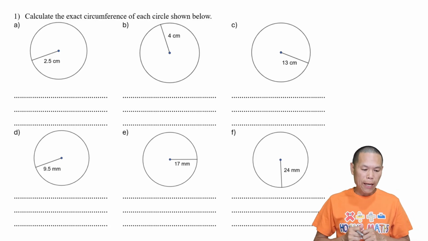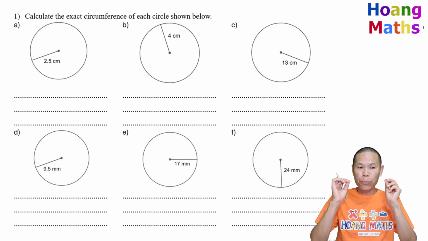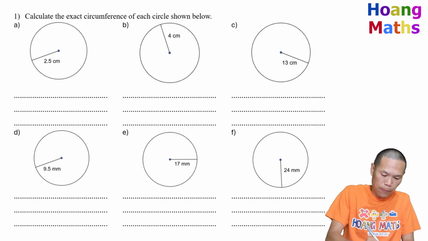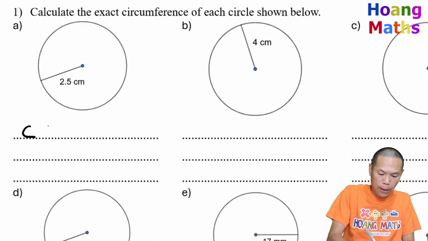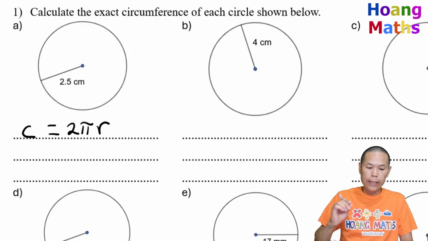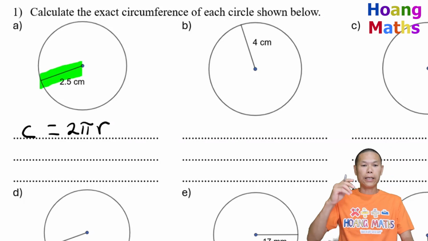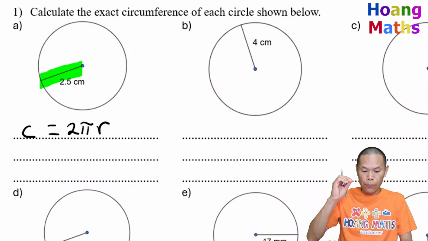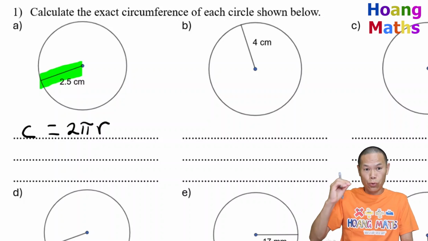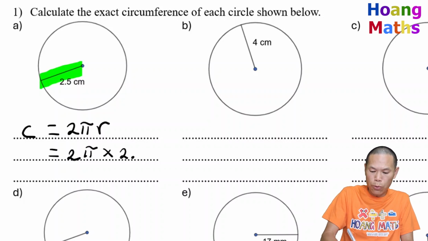First one, part A. So we know that the circumference of a circle is 2 pi r. Okay, so C, that stands for circumference, is equal to 2 pi r, 2 pi times the radius. And in this case here, the radius is 2.5. So r is equal to 2.5. So we just substitute r is 2.5. So that will give me C equals 2 pi times 2.5.